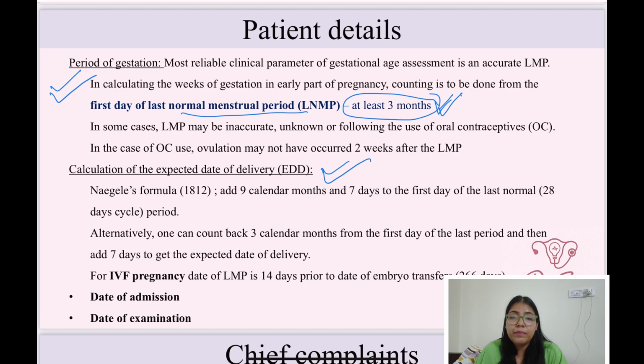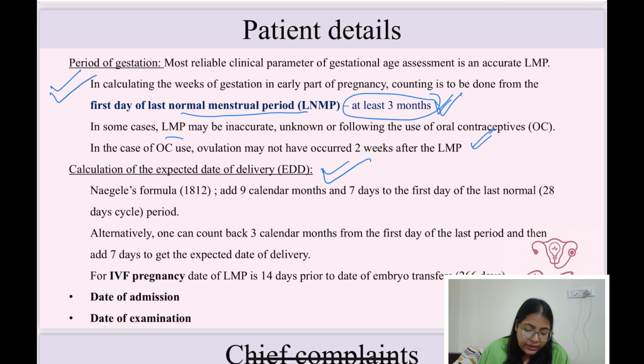And in cases where the patient may not know, sometimes she tells us she does not remember her cycles accurately because they are very irregular, and she cannot recall the LMP, or maybe she was taking OCPs for contraception and then stopped because she wanted to conceive, and then she has conceived. In that case the LMP may not be reliable, and then we use other methods of dating like ultrasound scan. Okay.